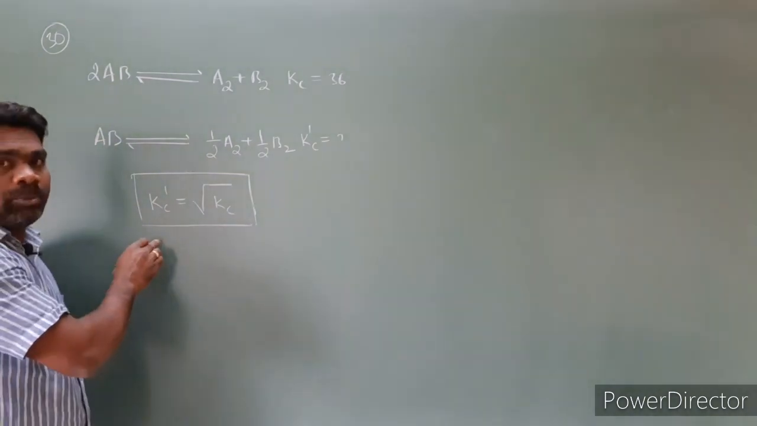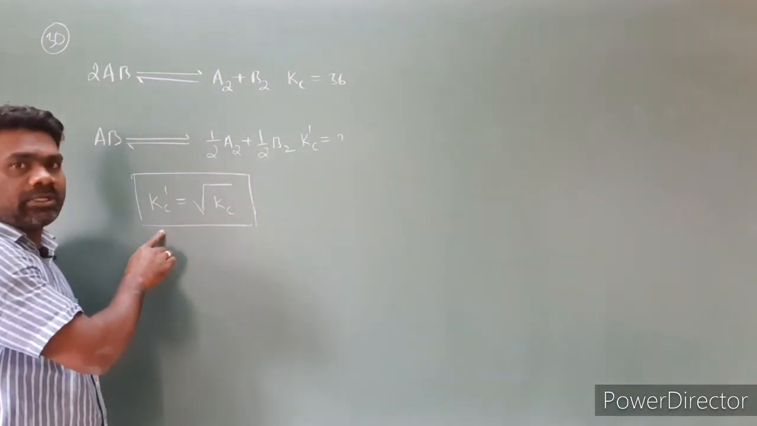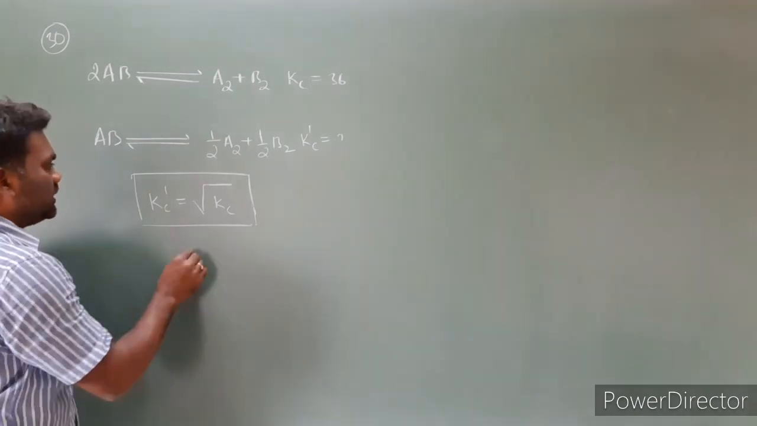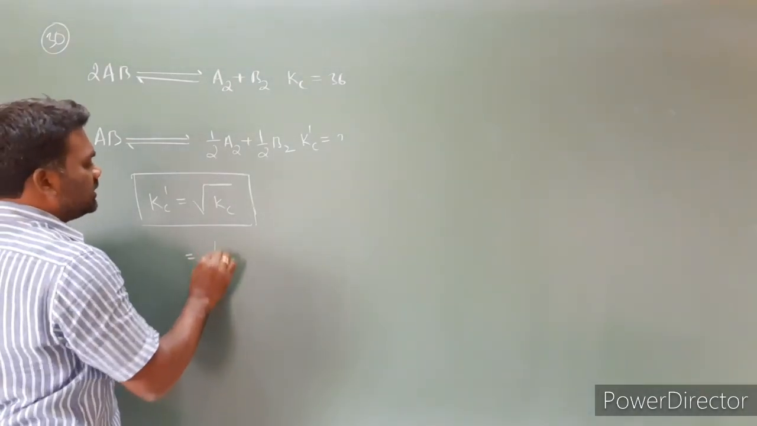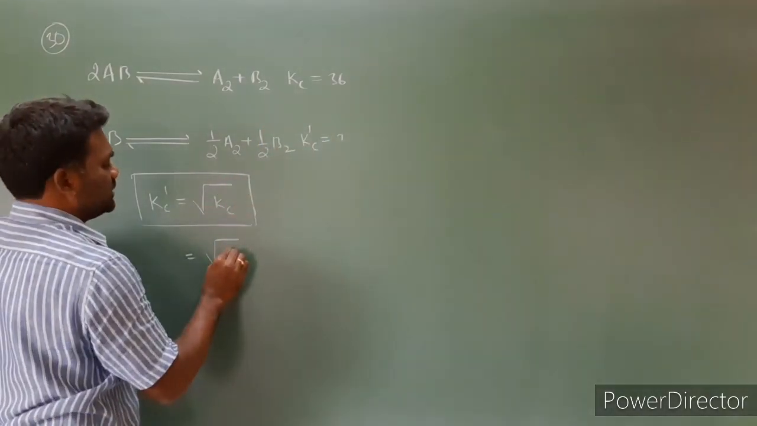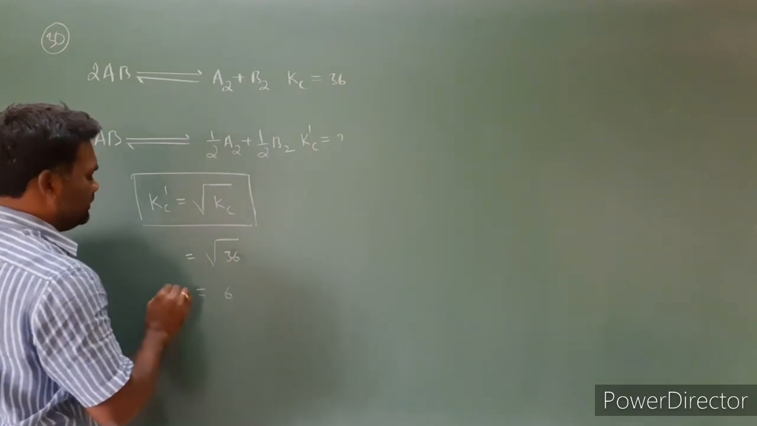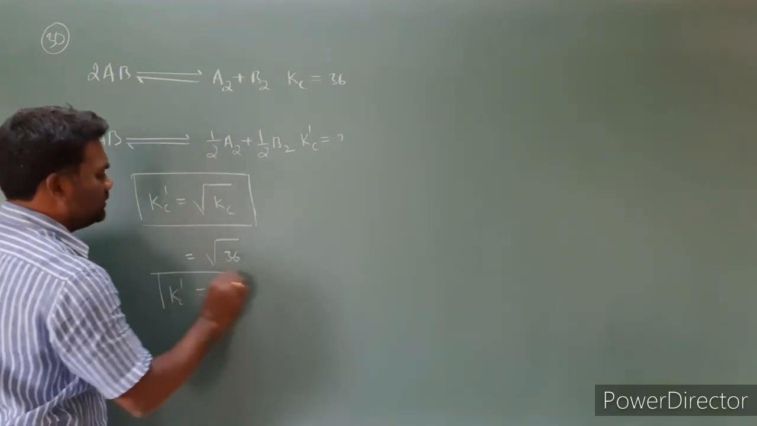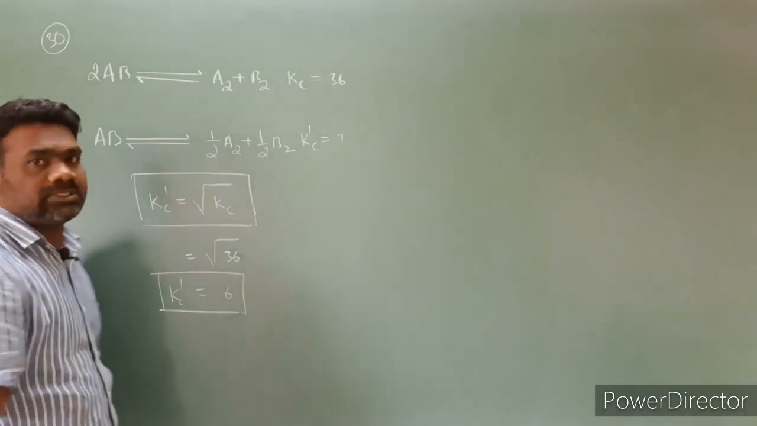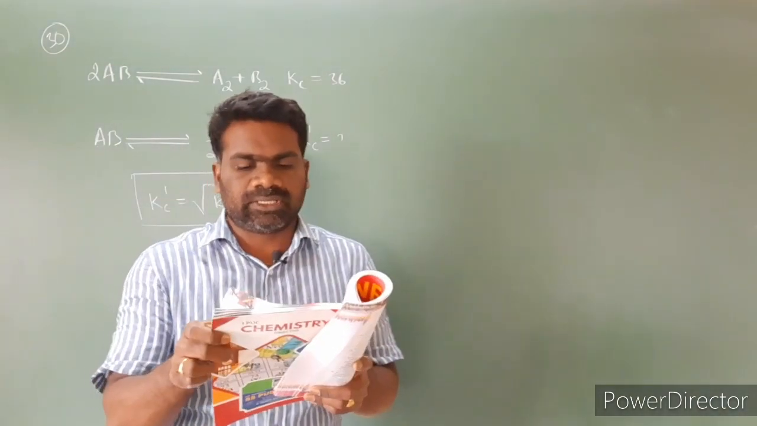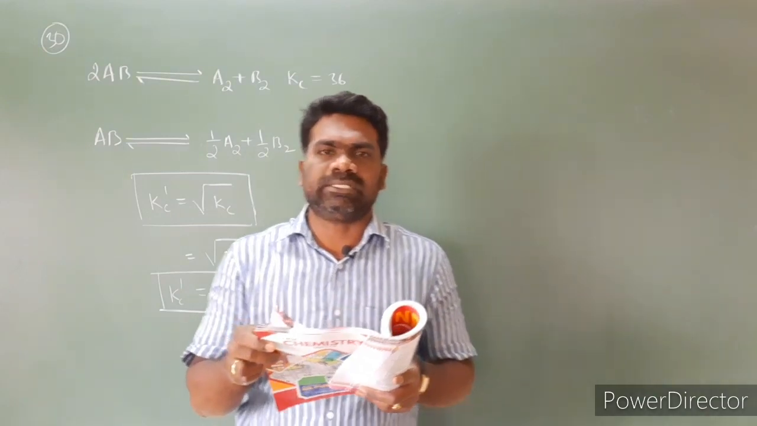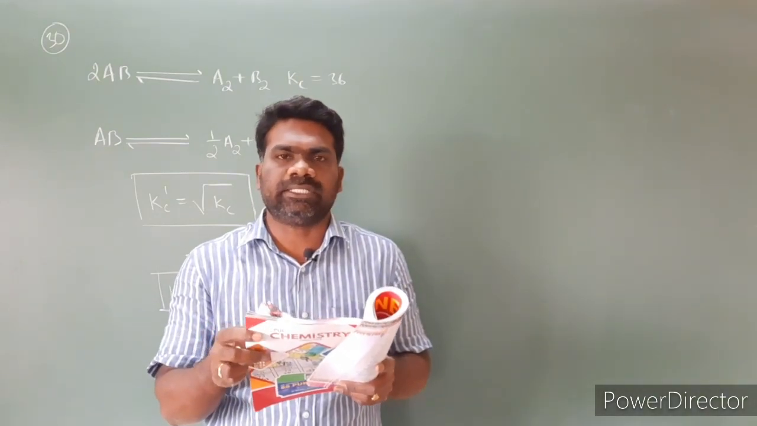So, the stoichiometric representation of the chemical equation. Kc is given, how much? Kc is equal to 36. Root 36 is equal to 6. So Kc dash is equal to 6. Question number 30, the third option is correct.